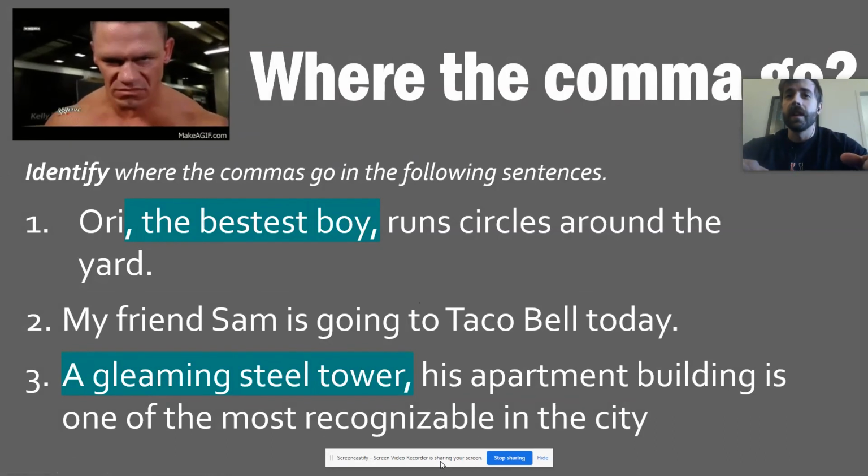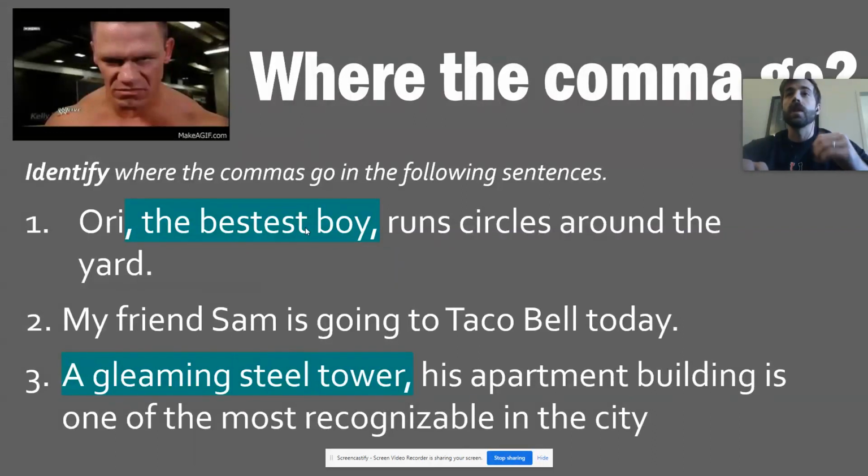And this one was tough because I put the appositive phrase at the beginning of the sentence. A gleaming tower of steel, his apartment building is one of the most recognizable in the city. That one was tricky, right? Because normally I might say his apartment building, a gleaming tower of steel, is one of the most recognizable in the city. But by putting it at the beginning, I tried to throw you off a little bit because it doesn't quite work. A gleaming steel tower is one of the most recognizable in the city. I don't know if we would say that, but this would still count as an appositive phrase that's acting as an introduction to the sentence. It's just a slightly more creative way to build a different type of sentence structure. It adds some interest to what we're talking about.